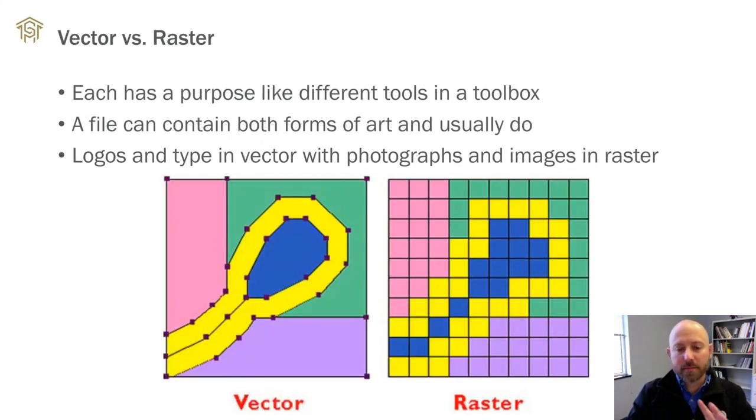So when we look at these two, the thing is you got to think about, they each have their own purpose, like tools in a toolbox. You wouldn't go use a screwdriver to go nail in a nail. You're going to use a hammer. So you got to kind of think about these two types of arts, and think about, where are they useful? So a file can definitely contain both forms of this art, and actually usually do.